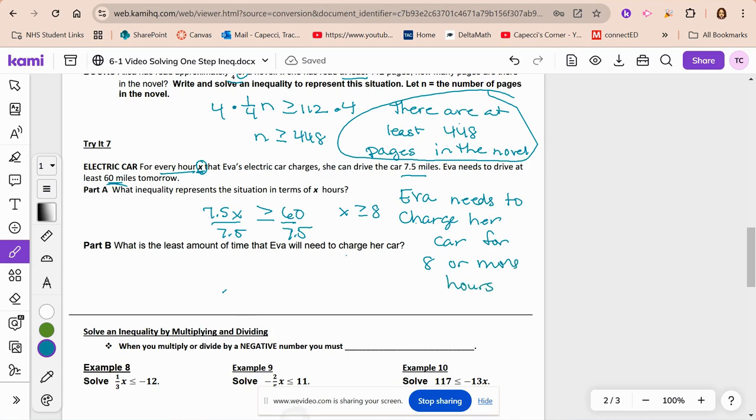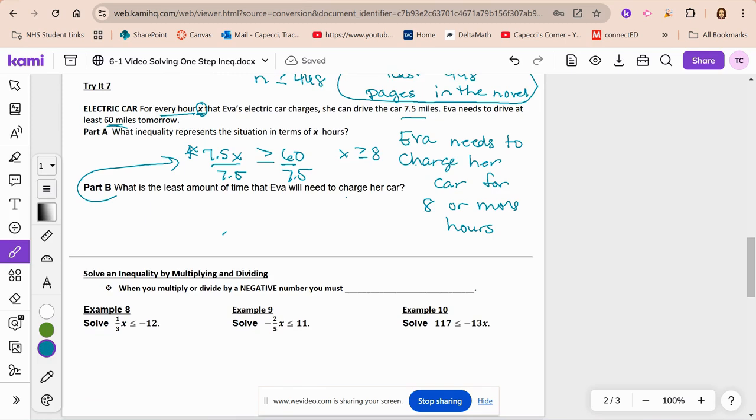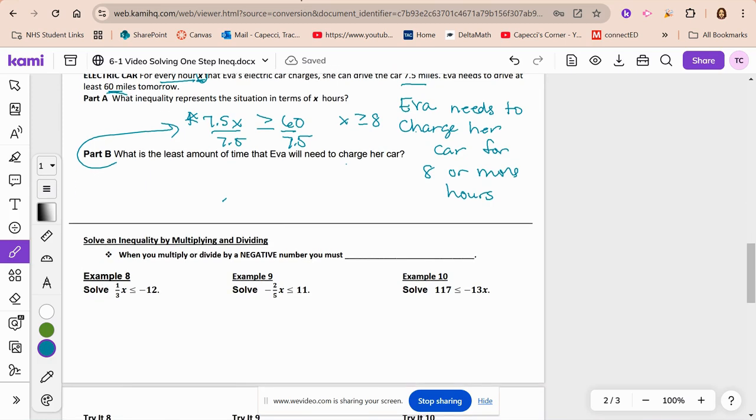Okay, so the first step wanted you to write an inequality, which we did, and then we actually did part B right there. What's the least amount of hours? It has to be 8 would be the least amount of hours, or more.